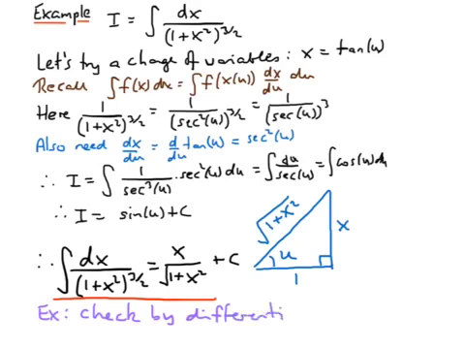We want to check this. I'm not going to do it, but I very much encourage you to do it. Differentiate this and show that it produces the original integrand 1 divided by 1 plus x squared to the 3 halves. So again, let's look briefly at this integral again.